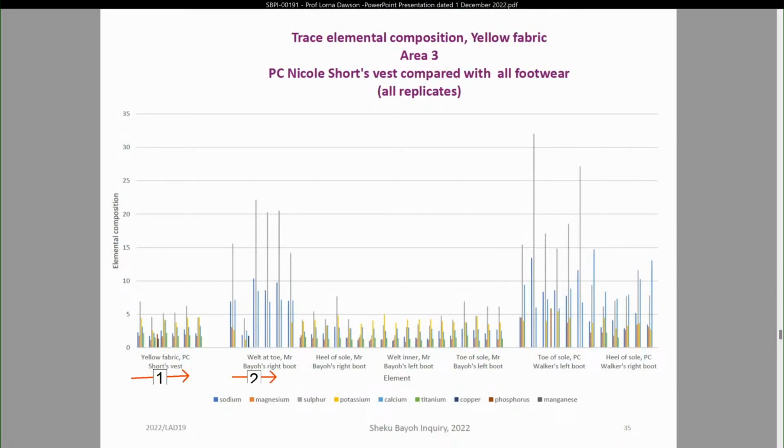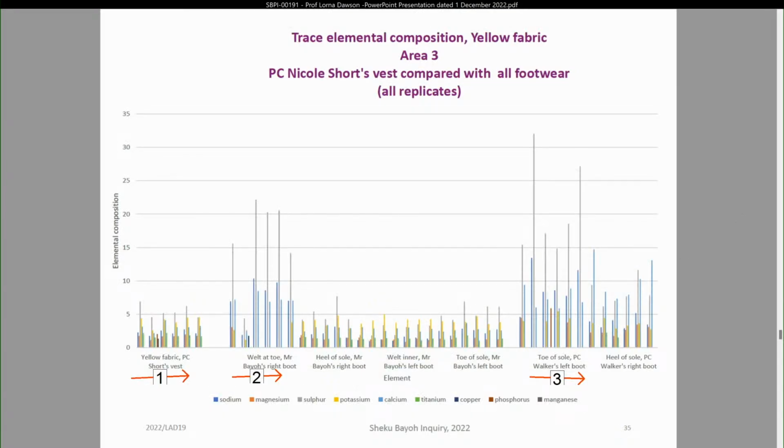And on viewing these results, are you able to compare the soil sample taken from area 3 with the soil samples taken from the footwear? That's correct. What we look for are differences in relative heights and composition of the elements. If we look at the welt of the toe of Mr. Bayo's right boot, you can see that they are all different. The relative amounts are different. The different elements there are different. So I would conclude that you can exclude that soil as sharing a common origin with the soil from the fabric, area 3.